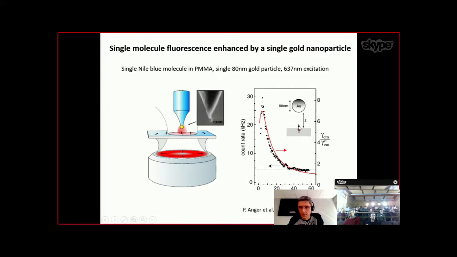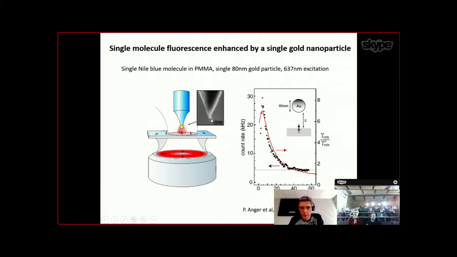We have a single molecule, Nile blue, embedded in a resist, so it does not move or rotate. We select the molecules with a dipole that is pointing up towards the nanoparticle. And then we are going to bring the nanoparticle close to the molecule. The nanoparticle is controlled because it's glued to the tip, as you can see here.